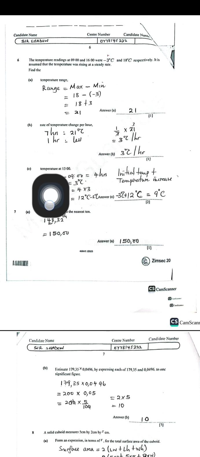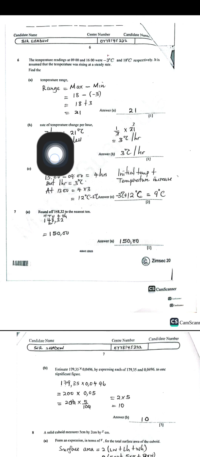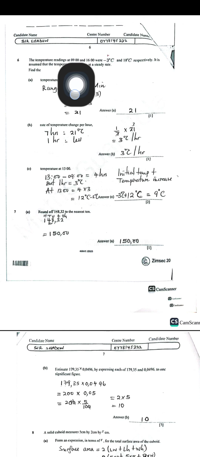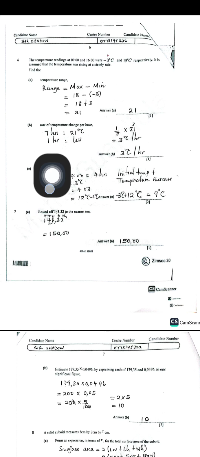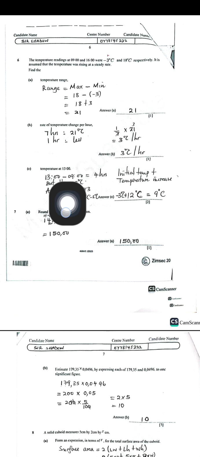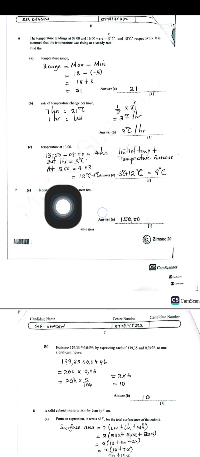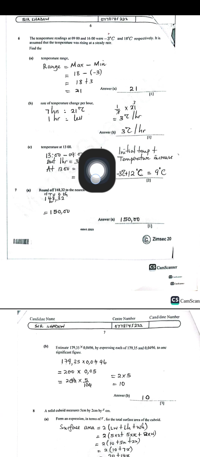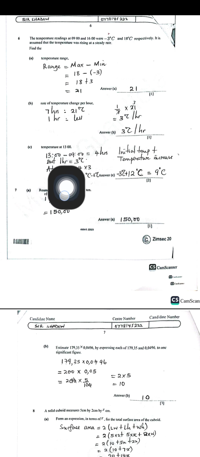Right, then the temperature at 1300. Remember the temperature rose from 0900 to 1600. Right, so we want to find what the temperature was at around 1300 hours, from 9 to 1. What was the temperature? From 9 to 1 we have 4 hours. But just remember, 1 hour consists of 3 degrees Celsius.